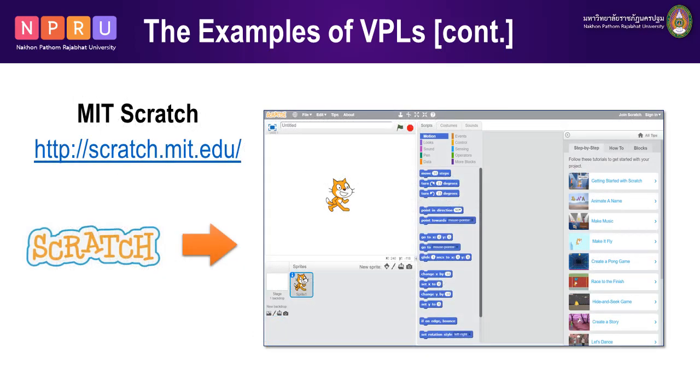This figure shows the screenshot of the MIT Scratch. For more information about the MIT Scratch, please visit http://scratch.mit.edu.